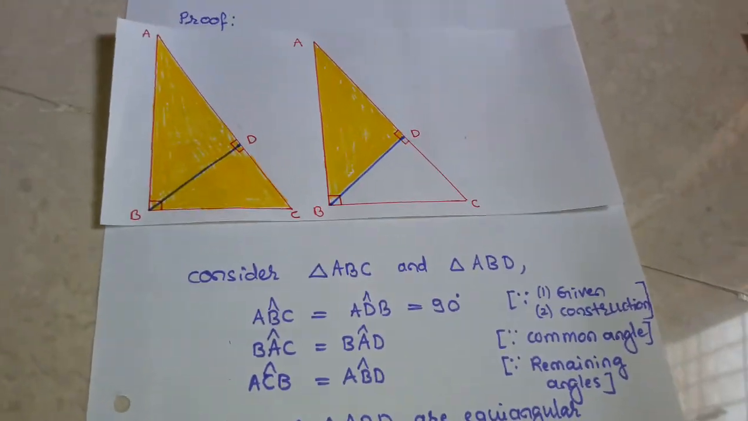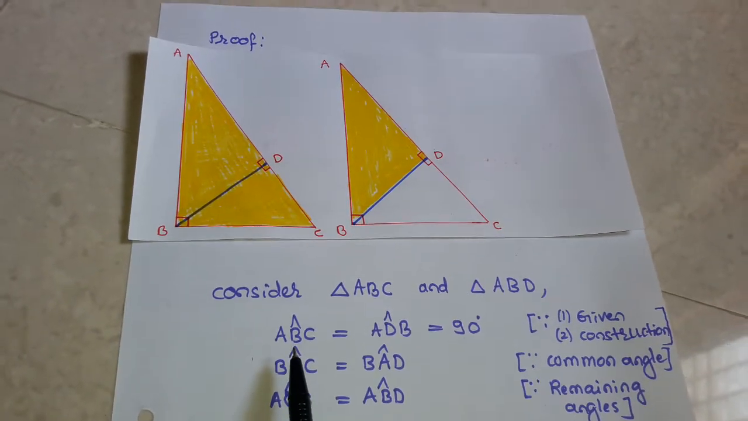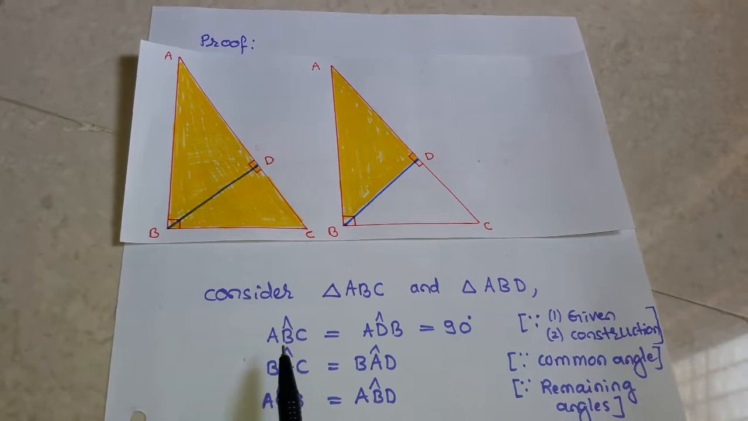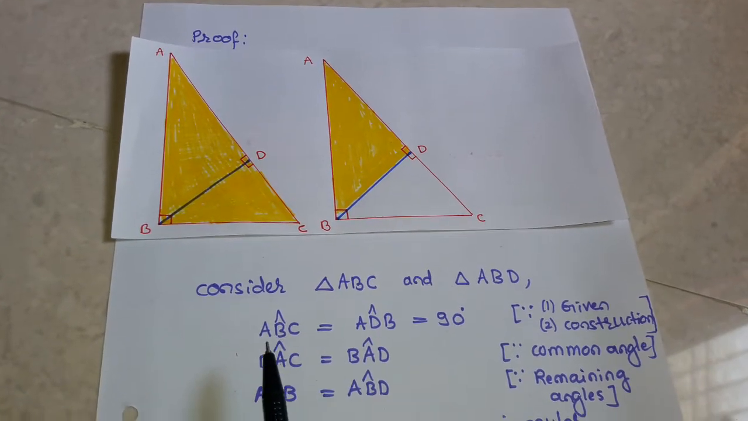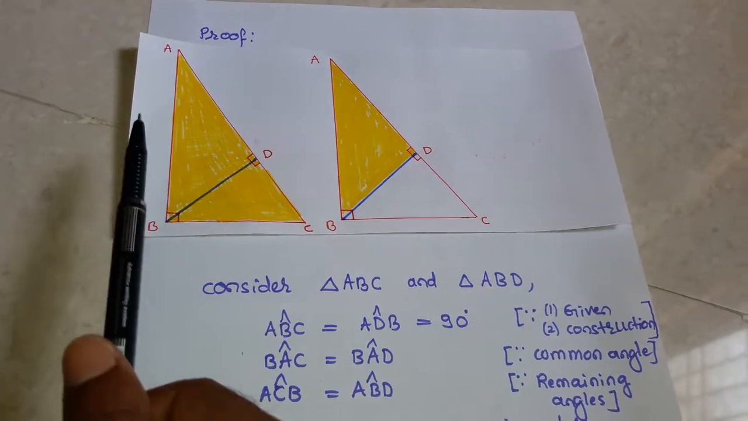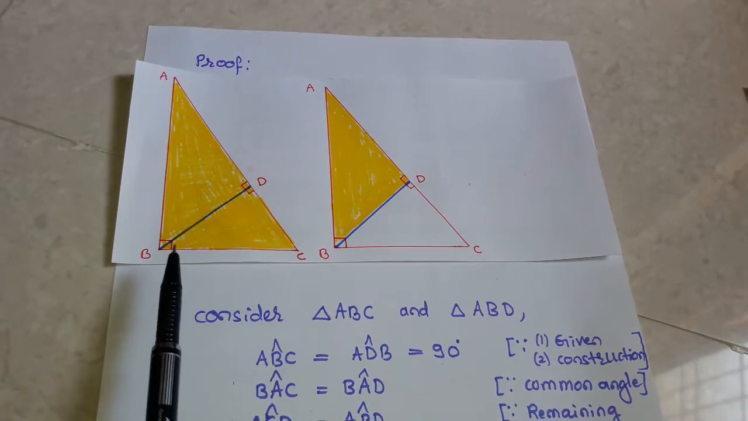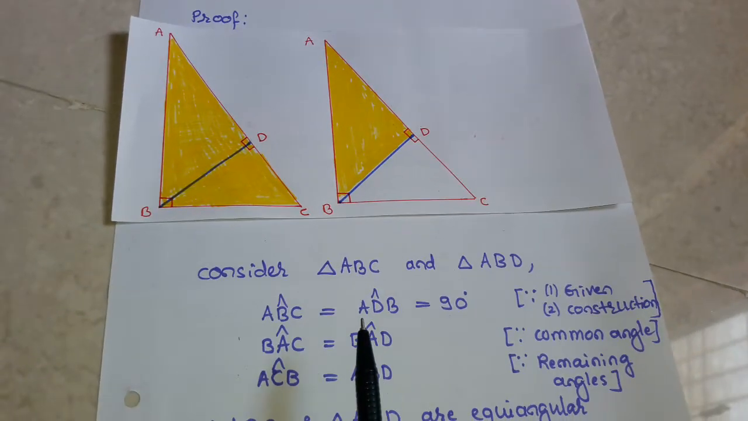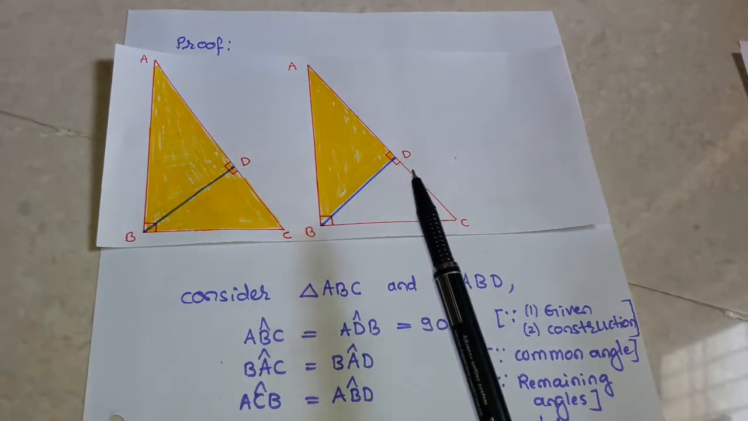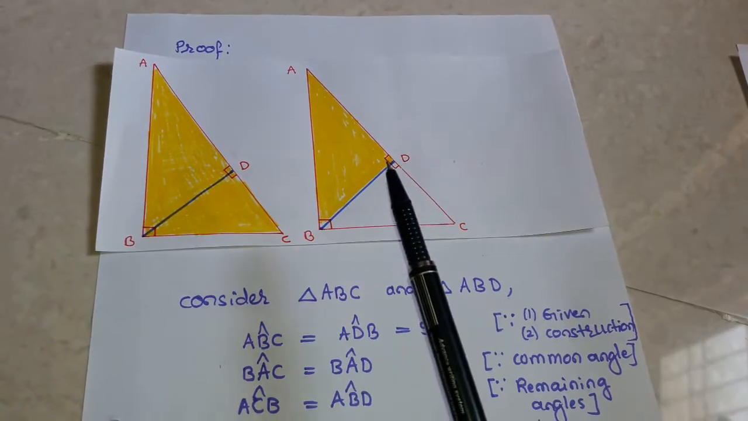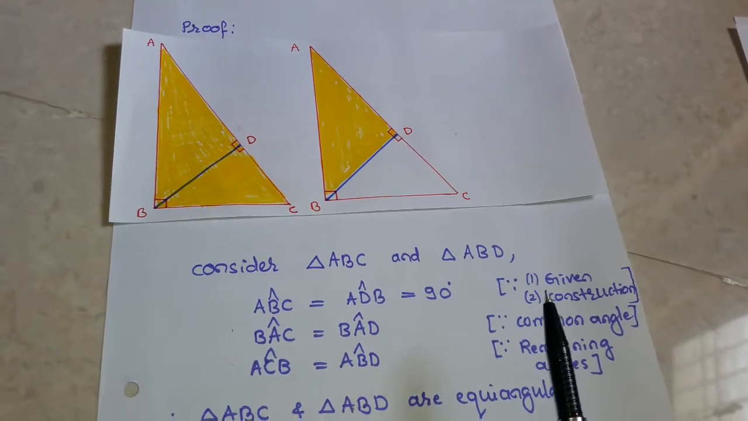So let's begin our discussion. For the first pair, we will write the angles that are equal to 90 degrees in these 2 triangles. Angle ABC is here, angle ABC is 90 degrees. Angle ADB, angle ADB is 90 degrees.